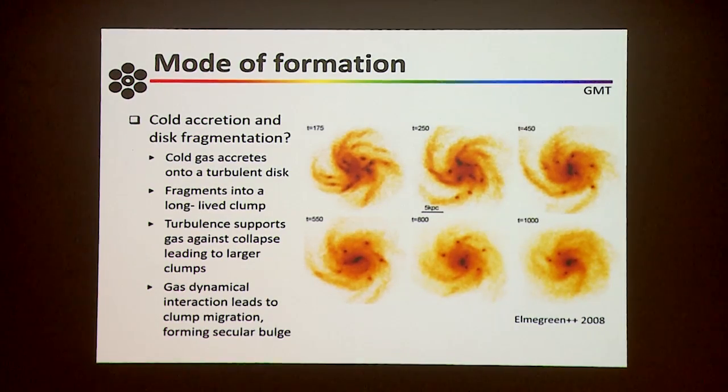So here's some simulations by Bruce Elmegreen showing how these very large clumps, these very massive star clusters, can form out of this early, highly turbulent disk. The turbulence is supporting the gas against collapse. That's what's holding things up and leads to these larger clumps. So these clumps survive, they're not going immediately down to stars. And then the gas dynamical interactions lead to clump migration, moving in and out of the disk, mostly inwards, to form the secular bulge.